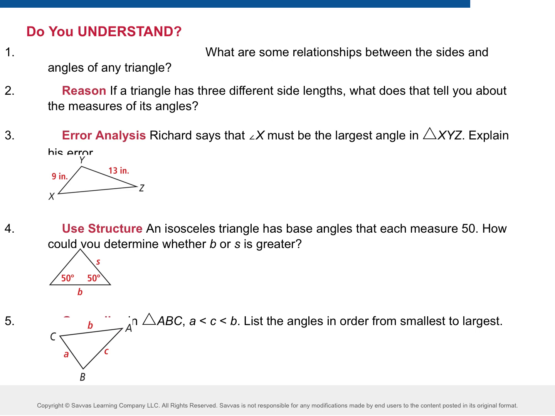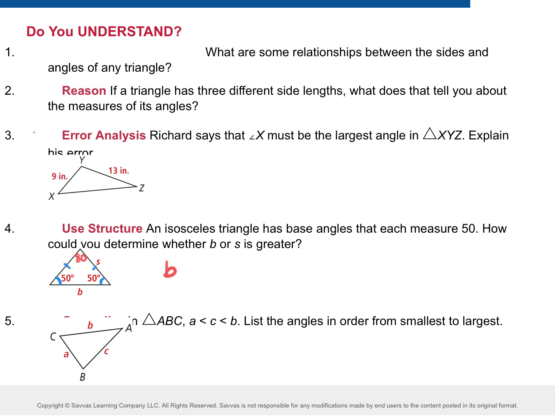Number 4, an isosceles triangle. What's that? Two sides equal. Yeah, 2 equal angles and 2 equal sides. Good. Has base angles that each measure 50. How could you determine whether B or S is greater? Because it's an isosceles triangle, one side is bigger than the other two. You can figure out the third angle, right? What would our third angle be in this scenario? It would be 80, right? So which side, S or B, is bigger? B would have to be the largest side.